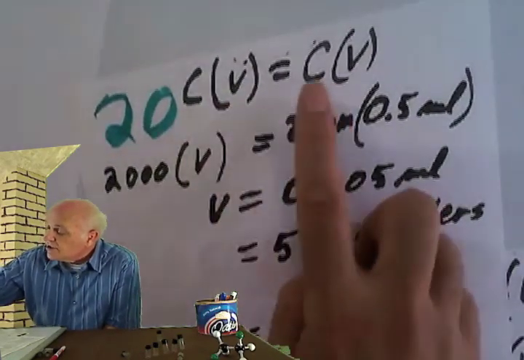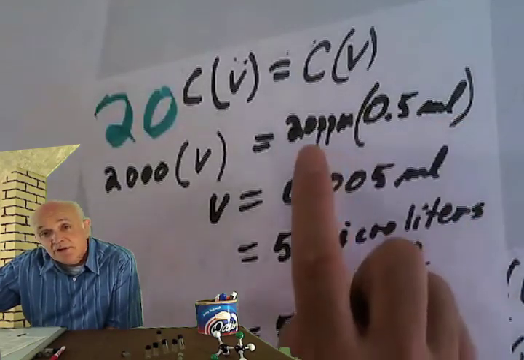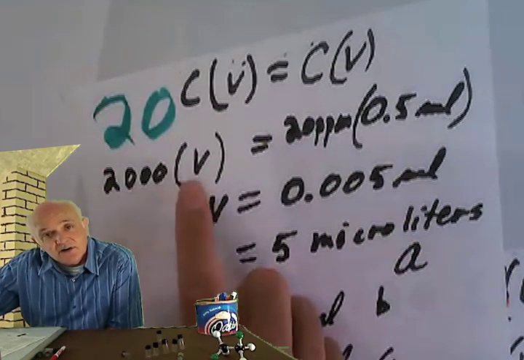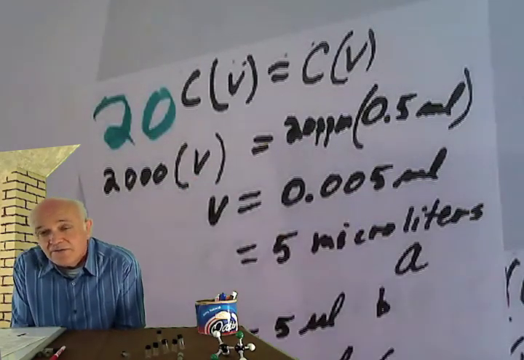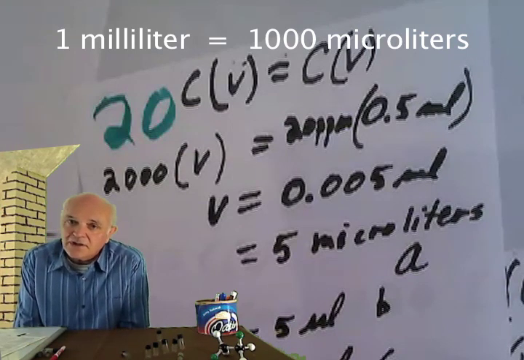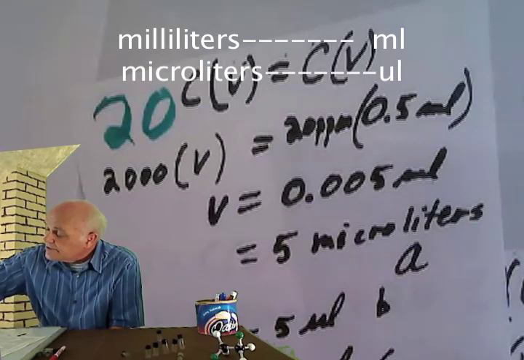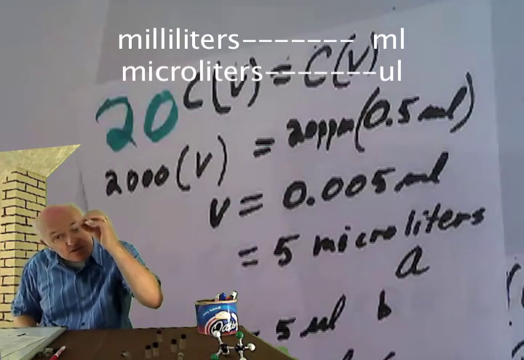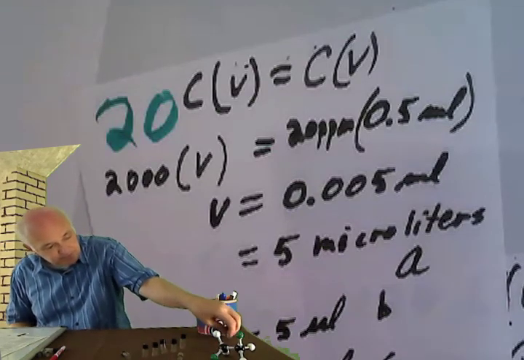Okay, this is how it works. Concentration times volume is equal to concentration times volume. We want 0.5 mils as the final volume. We want 20 parts per million as the final concentration. We're starting out with 2,000 parts per million, and the volume is our variable. So we do the calculations, and we find that we want the volume to be 0.005 milliliters, which is 5 microliters. That's not a problem. We got a syringe that'll nicely do 5 microliters. So we put 5 microliters of each of the five standards in it, and we're done with that one. Set that one aside.